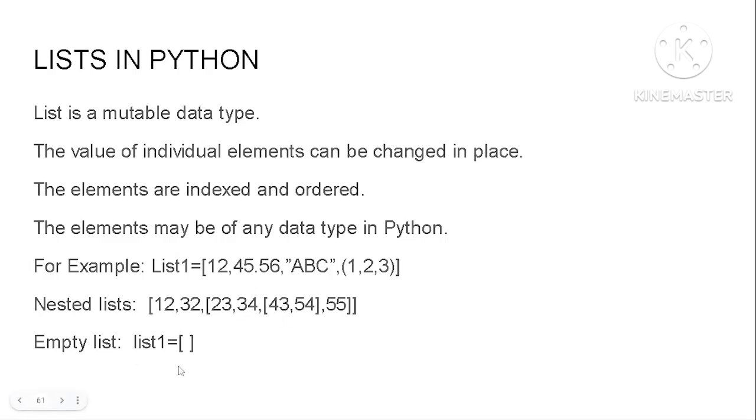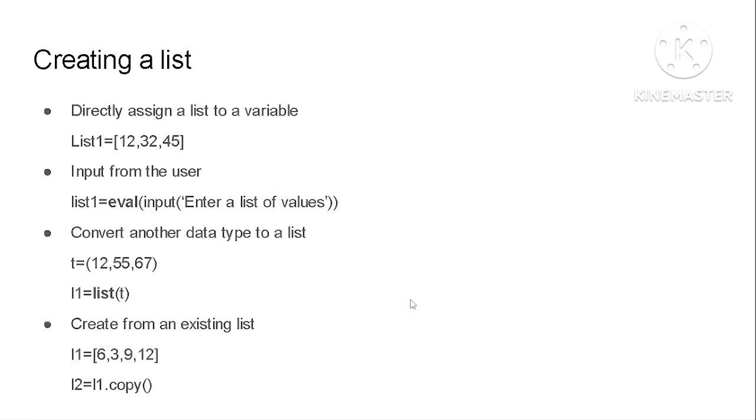Okay, and an empty list is also allowed in Python. You can have a variable equated to an empty list. Now how will you create a list? First type, you can directly assign a list: give a variable name list1 equal to, within square brackets, the values separated by commas. Or you can ask the user to type a list directly.